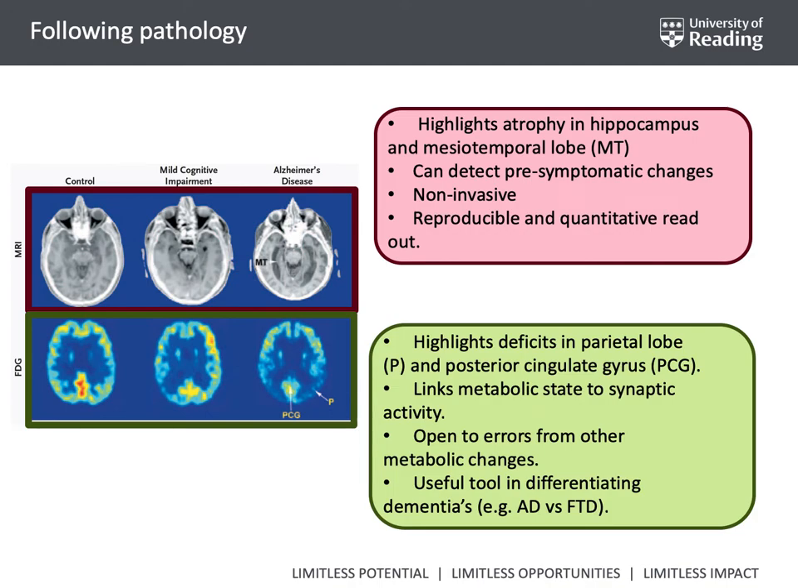So how do we follow pathology? We touched on PET scans and MRI. The top one here is just showing some examples of MRI images, and in essence, that can be used, as I said, to quantify some of the changes you see. So you might be able to pick up some pre-symptomatic changes that might then send you for further tests to see if this is something that's likely to lead to a dementia or Alzheimer's diagnosis.